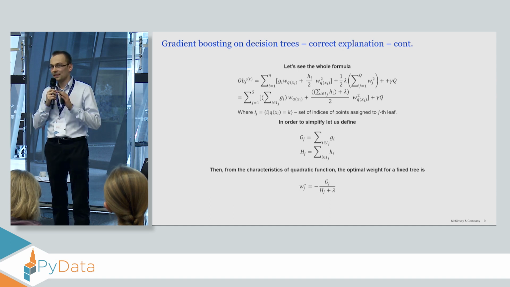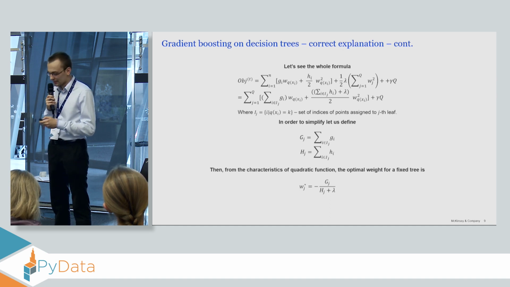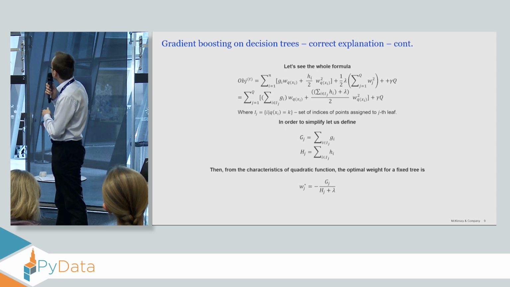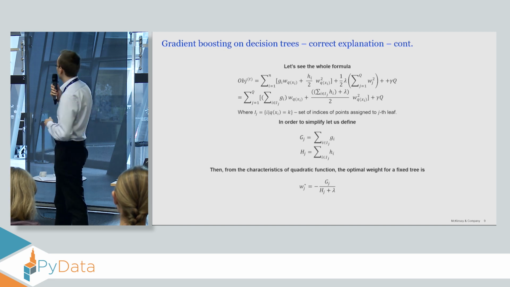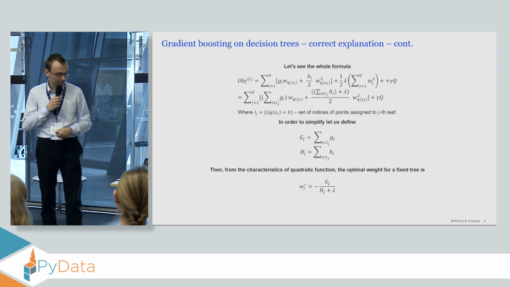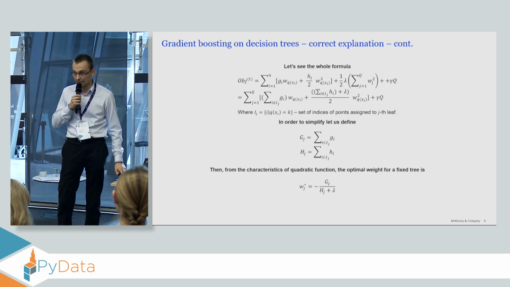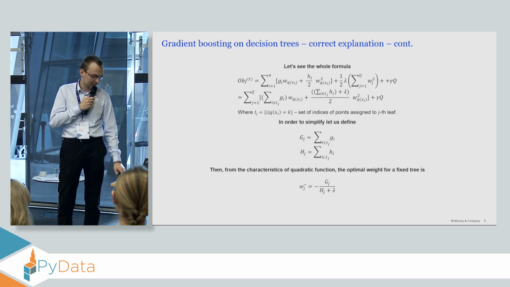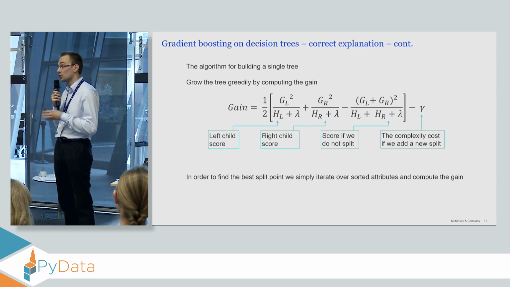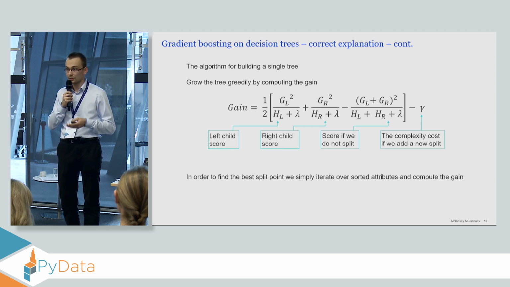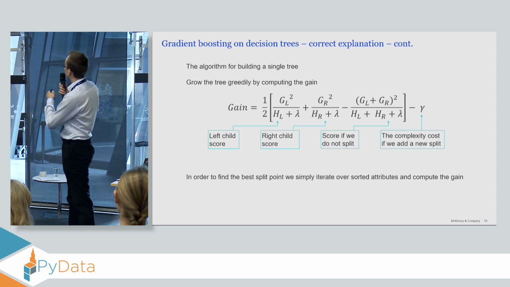If you have a fixed tree, now it's where the magic begins. If the tree is set, this is constant, and you end up with a quadratic function where the variable is W. So then you can optimize it. You can say what is the best value for the weight of the leaf. And this is what you end up with. The most important fact, the conclusion of this part, is that in gradient boosting on decision trees, like it's implemented in XGBoost, you do not use entropy or information gain for splits in a decision tree, but you use this gain.